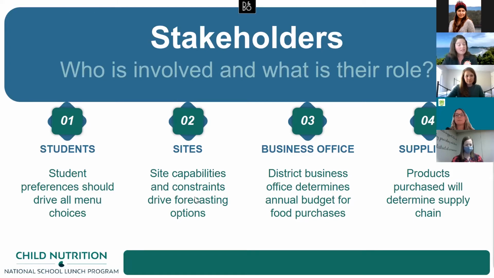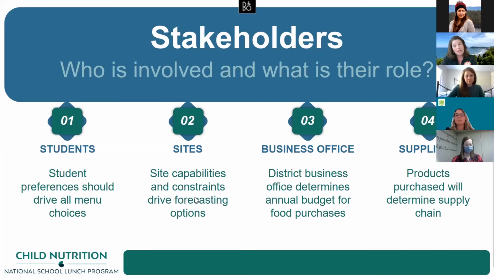Your business office, don't forget, district business offices typically are the ones that are a part of that annual budget and your food purchases. So we know that nobody has an unlimited budget right now, or really ever, but for sure now. And so make sure that you consider your budget, that business entity there, to make sure that you're developing your cycle menu and forecasting based on that as well.